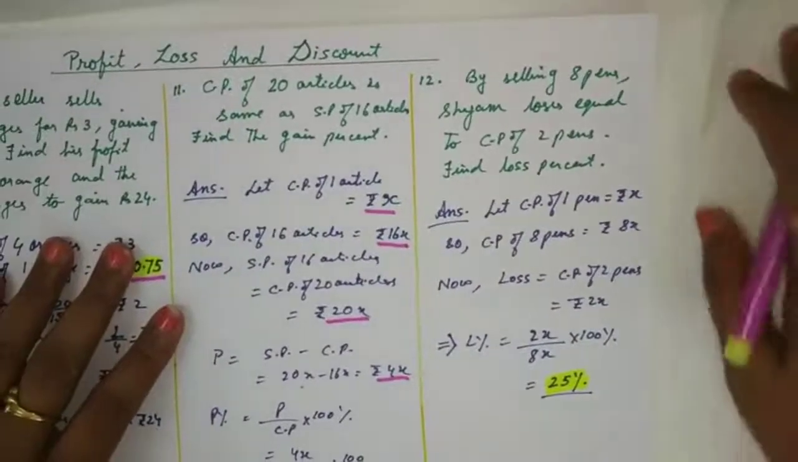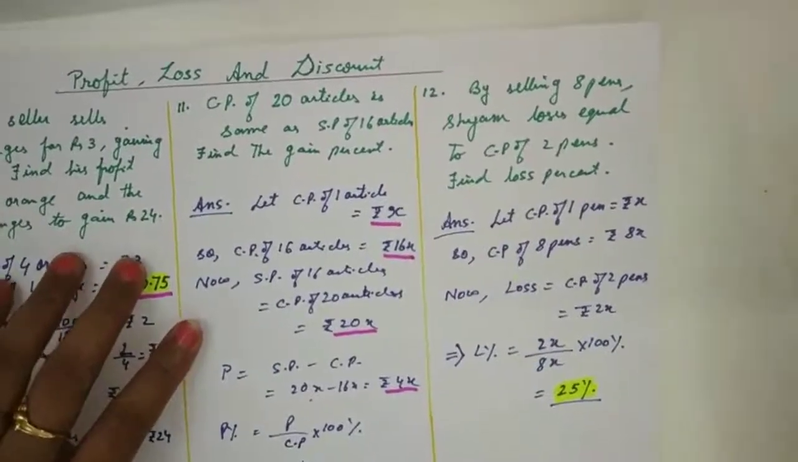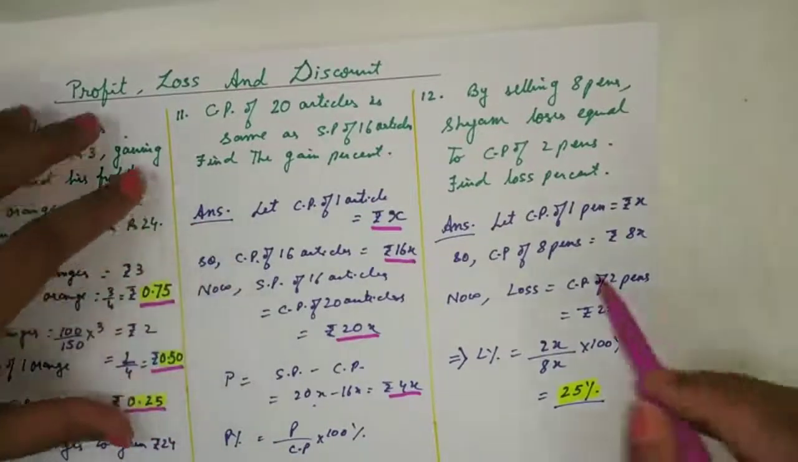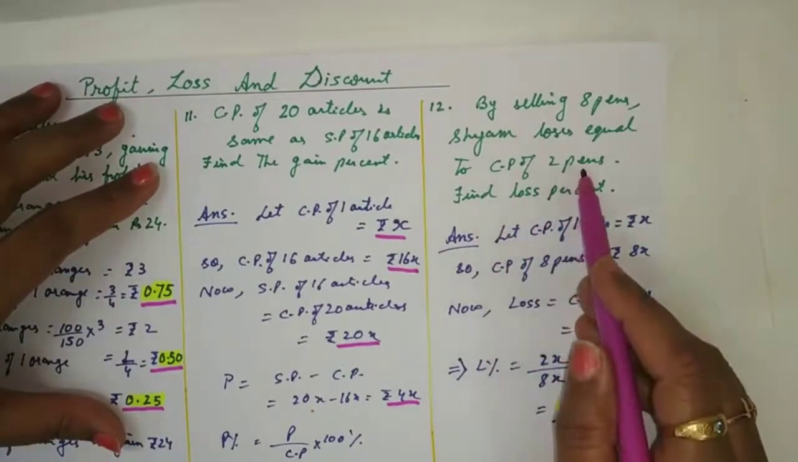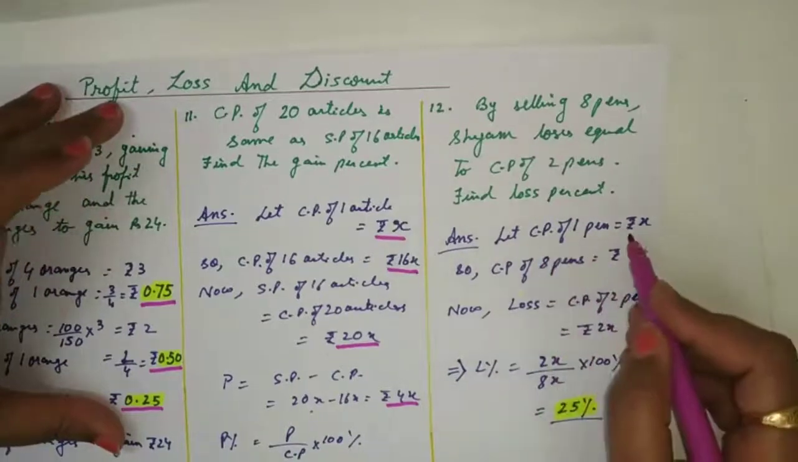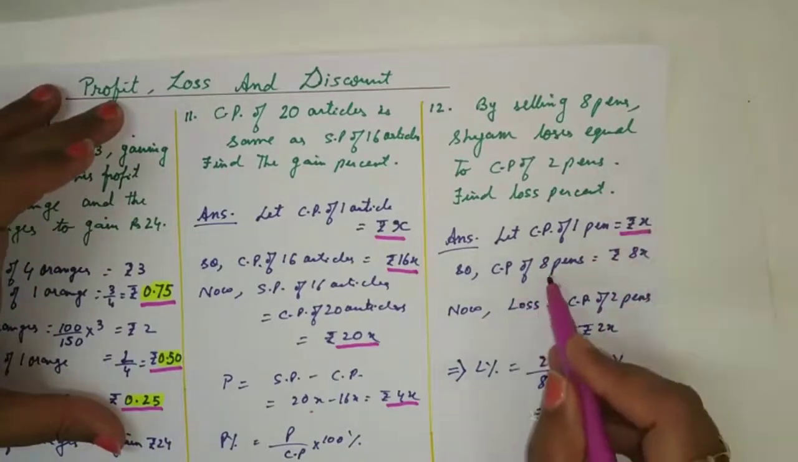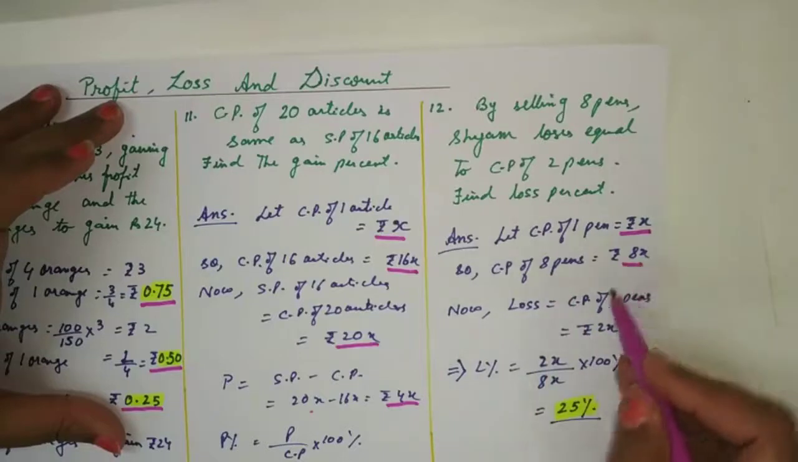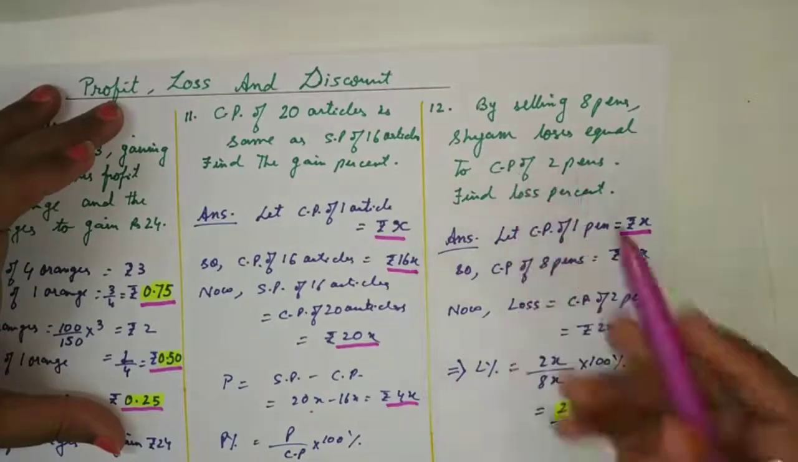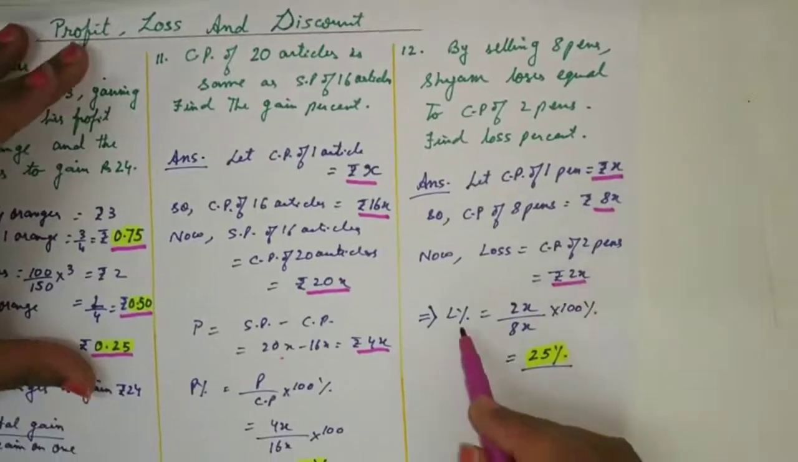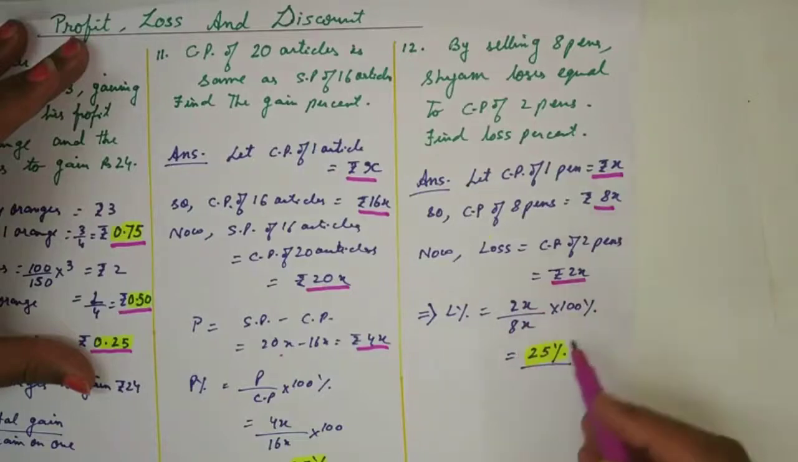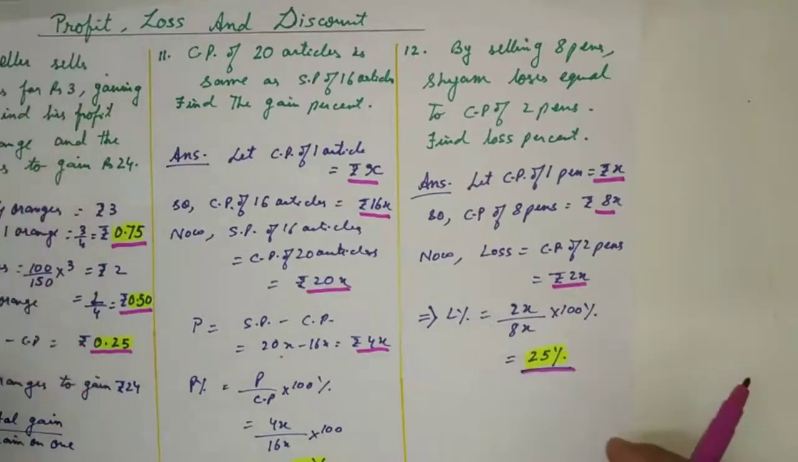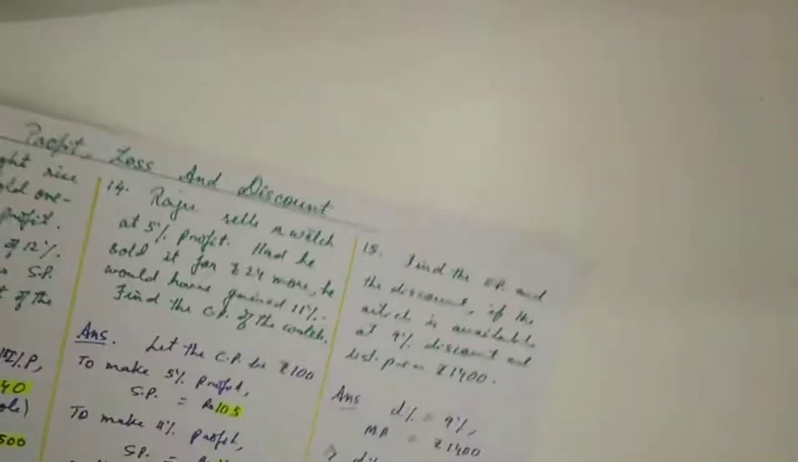A similar question is also taken here, one more: selling 8 pens, a shopkeeper loses an amount equal to the cost price of 2 pens. Here again, let the CP of 1 article be ₹X. So the CP of 8 pens is ₹8X, and the loss is equal to the cost price of 2 pens, so that is 2X. So loss percent is loss by CP into 100. Substitute 2X by 8X into 100, and it is 25%. This was a very simple question, but yes, a similar type, so I have just included it.